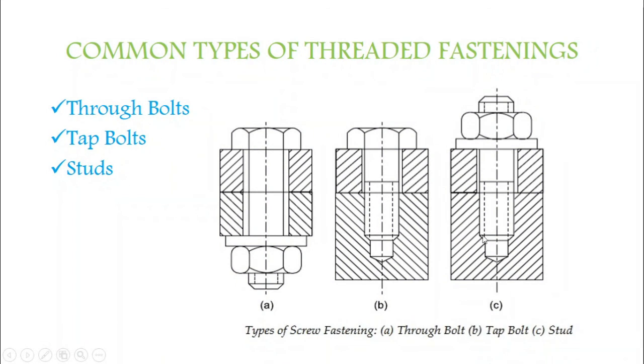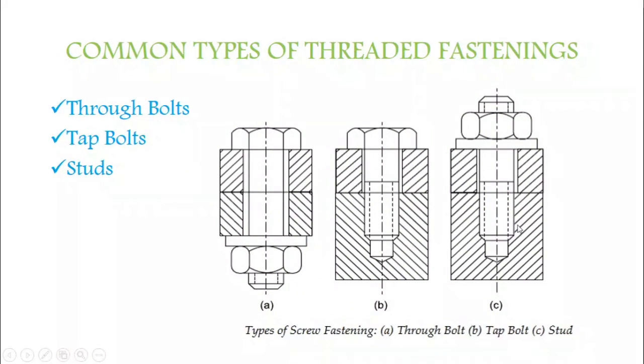And then the second condition is that the material of the part with the threaded hole has sufficient strength to ensure a durable thread. Part 2 has sufficient strength to make the durable thread. This is the second condition.